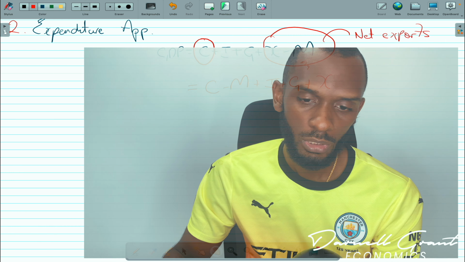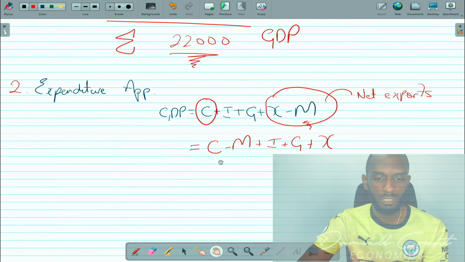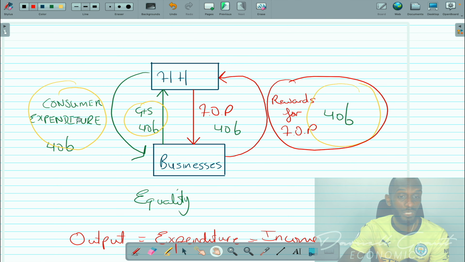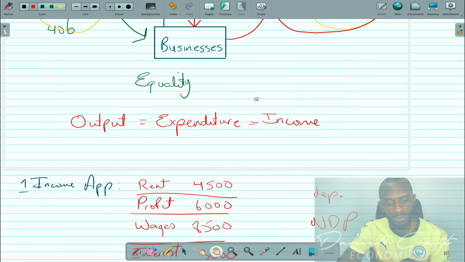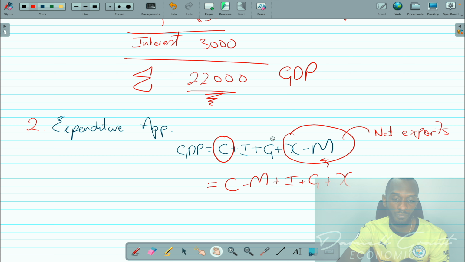to our next approach. To begin our look at the expenditure approach, it's important to know that the expenditure approach actually stems from this aspect of our circular flow, the amount consumers are spending on goods and services. And when we start this approach, this is going to be broken down into the following variables. All right, so let's begin.